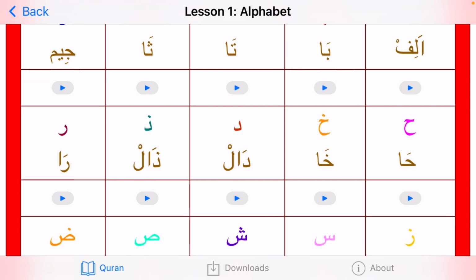The next letter, Kho, Kho. The next one, Dal, Dal. The next one, Dhal, Dhal. This letter, like Tha, is also mostly pronounced wrong. It's pronounced as Za with the Z sound, but that's the wrong pronunciation of the letter. It's pronounced like the TH sound in the word "the". Dhal, Dhal. The next letter, Ra, Ra.